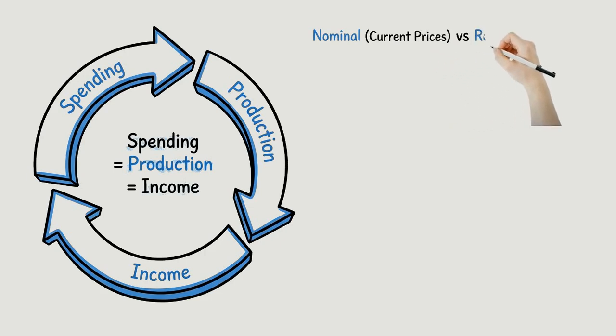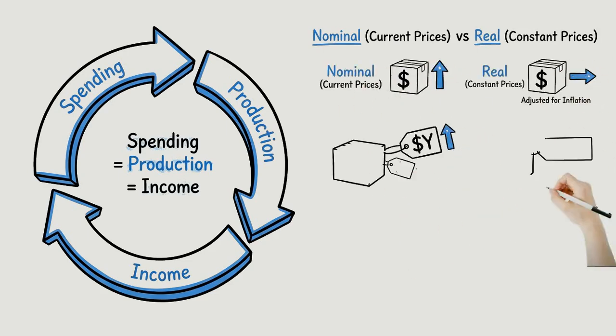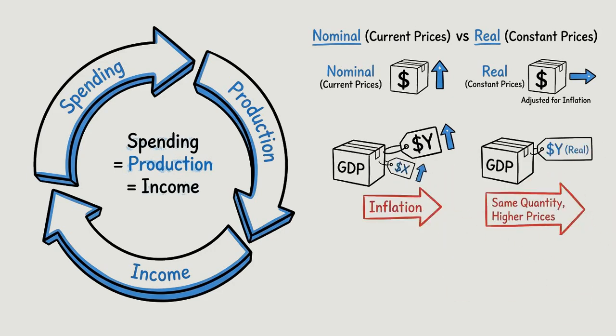Nominal GDP uses current prices. If prices rise, nominal GDP can increase even if production stays the same. Real GDP adjusts for inflation, using constant prices, so it reflects actual changes in output.